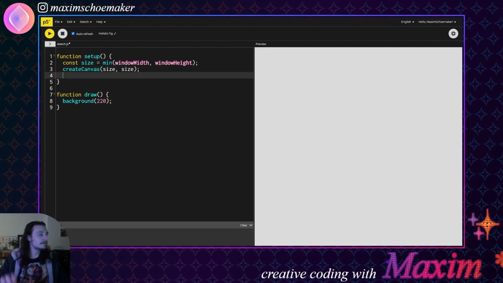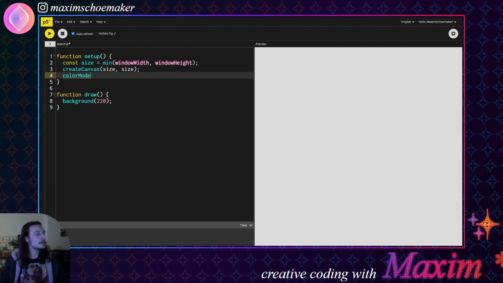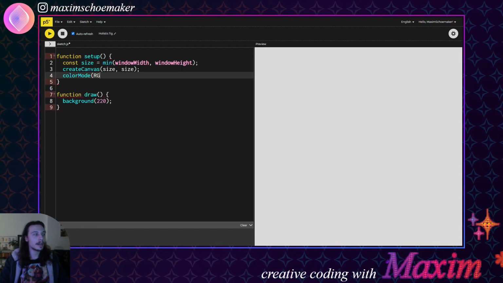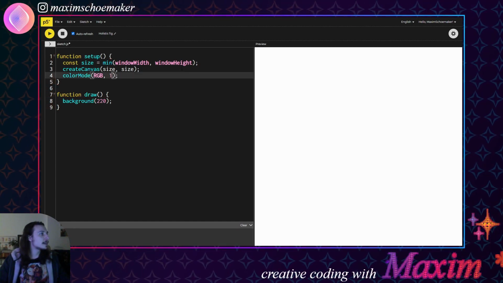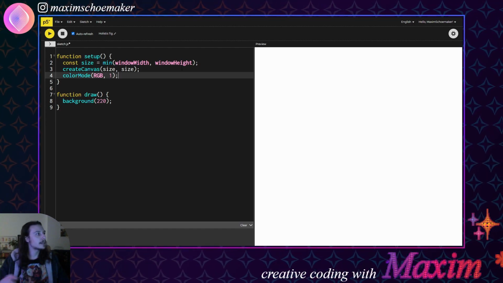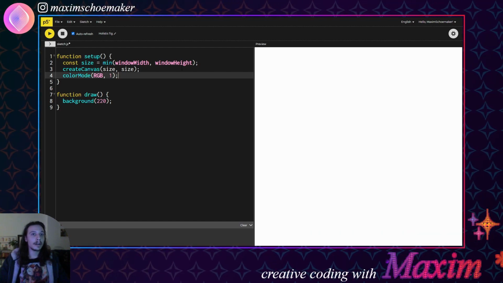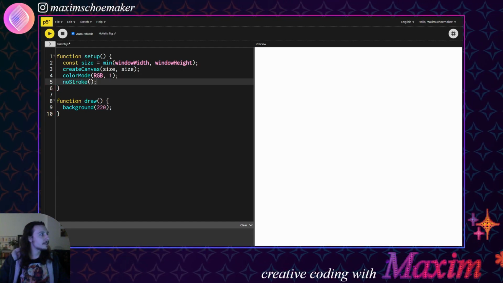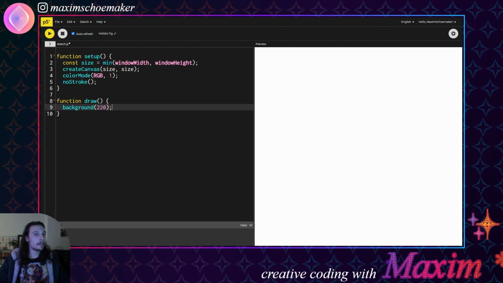Alright, then what I like to do for my setup is to try and have as many values that I use as possible normalized between 0 and 1. So I like to do that for the color range by setting the color mode to 1. Here you indicate that colors go from 0 to 1, meaning 0 is black, 1 is white, and that's all we need for this video. I'm also going to set no stroke because I'm just going to be using fills for this setup. Then that's it for the setup.